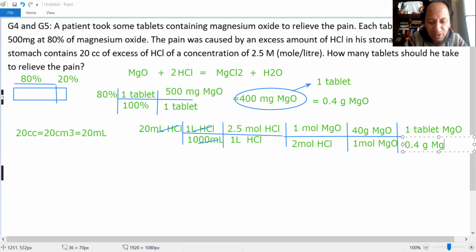Grams of MgO. If you do all of that, you're going to do the multiplying: 20 times 2.5 times 40, and all of that divided by open parentheses, 1,000 times 2 times 0.4 close parentheses, equals. And it's going to give you the answer of 2.5 tablets, right?